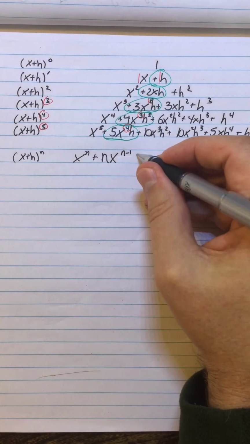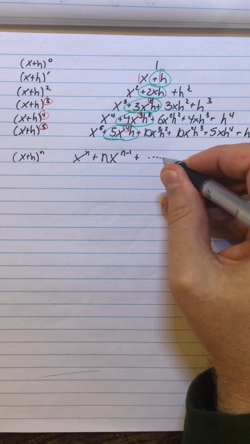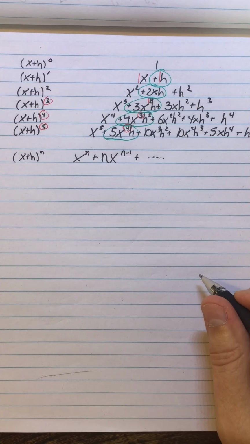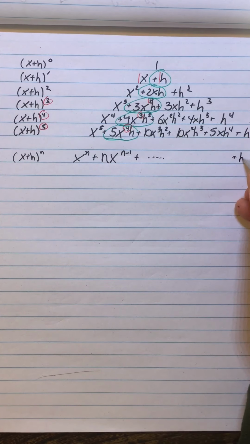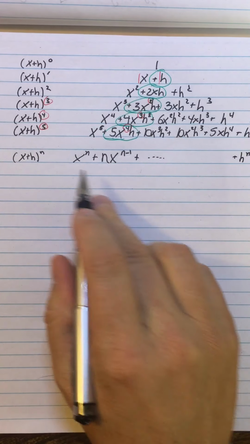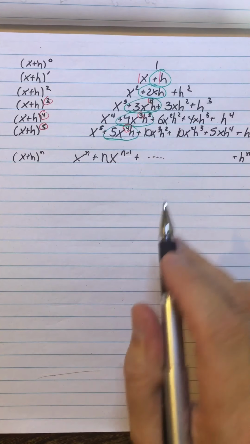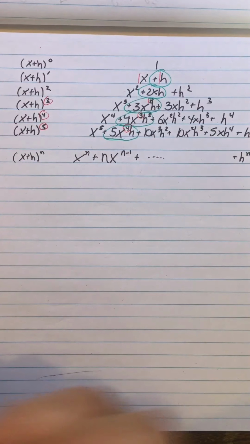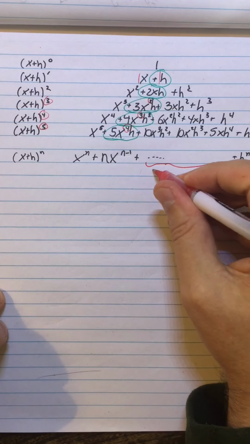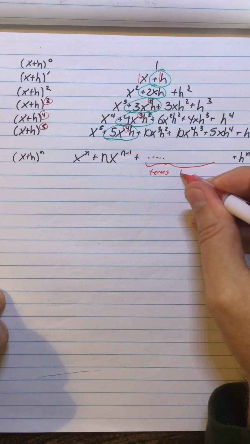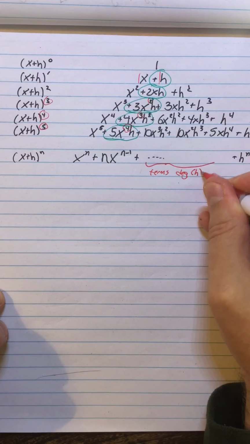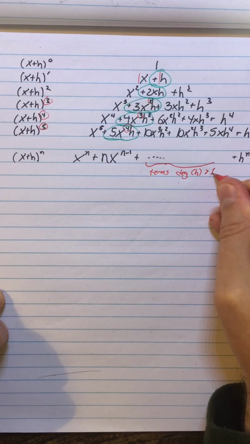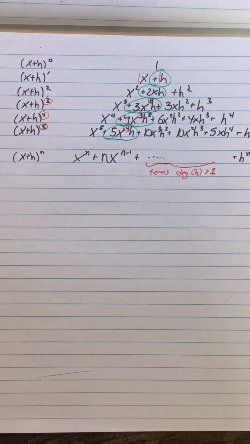And then it's going to be plus a bunch of terms that are going to go away, ending in h to the n. So I can actually use this idea. All of these are terms with degree of h that is greater than 1. It's 2 or more.